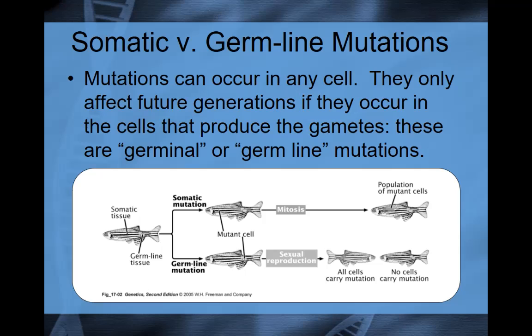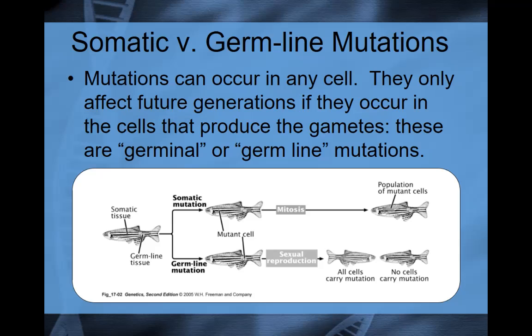Now, these are what are known as germinal or germline mutations, and germline is the term I'm going to primarily use. Okay. So if you get a somatic or body mutation, this is typically something that's going to lead to something like cancer, but it stops with the individual. It does not get passed on to the next generation. You can pass on the risk for it, but not the actual problem, the mutation itself.